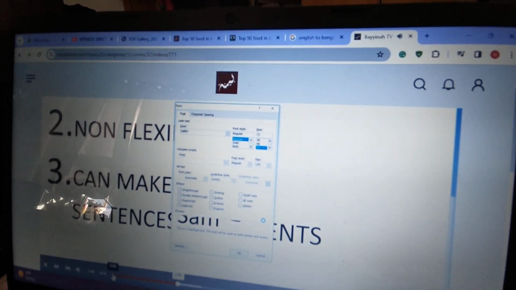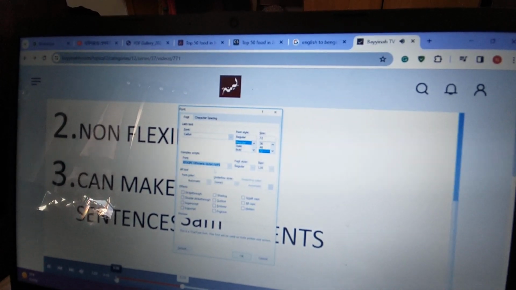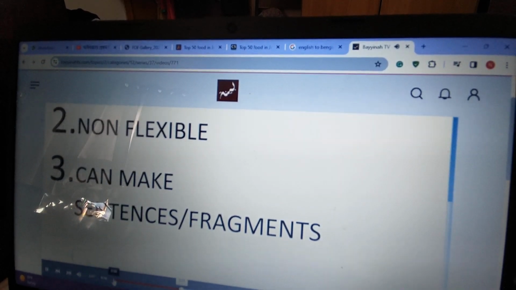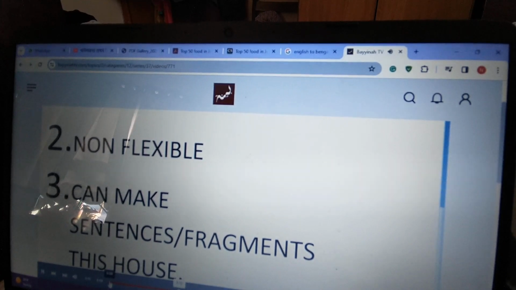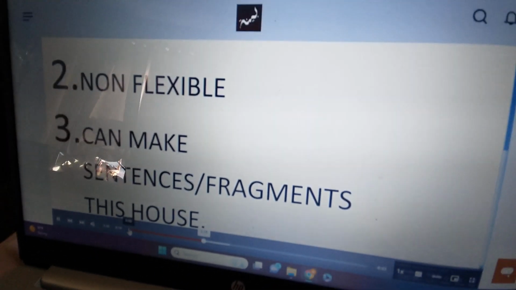Let me just fix the font here so that you can see the Arabic clearly. Okay, let's do this. If I say this house, that's not a sentence. That's the word this and the word house together, and they're not really forming a sentence, they're forming a fragment.